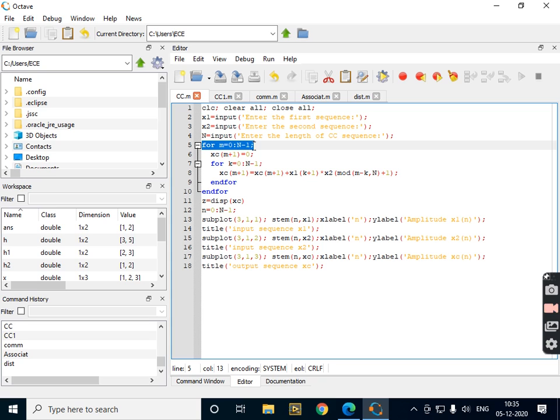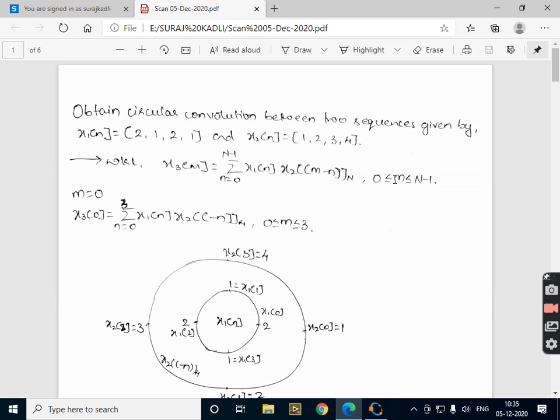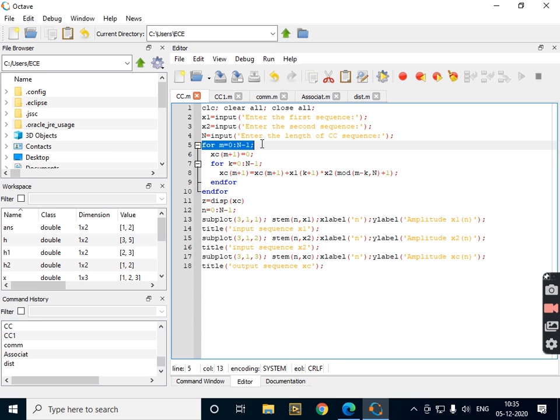Now this is the first for loop, which is for m. Okay, so m equals to 0 colon n minus 1 will generate a vector with the step size of 1 from 0 to n minus 1, where n is the length of the circular convolution that we need to calculate. Then we'll initialize xc variable to 0 with argument of m plus 1. Now why is this m plus 1? I'll come to that point.